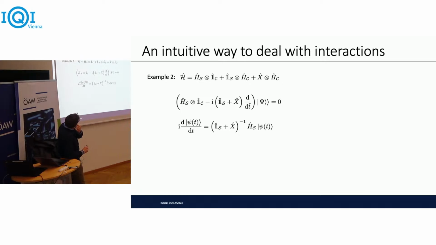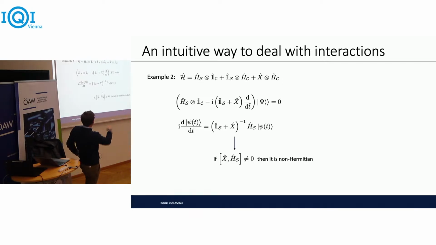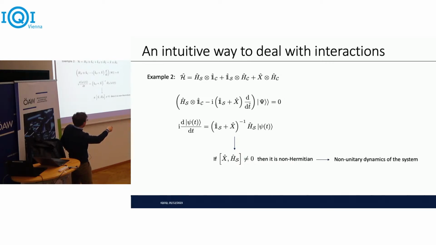So now this is a very easy way to solve the model with this generic kind of interaction. And it also tells us some interesting bits. For example, if this x doesn't commute with the Hamiltonian of the system, this in general is not Hermitian. And now we're going to have problems. So we're going to have, for example, non-unitary dynamics on the system side.